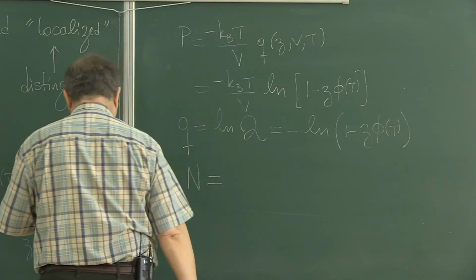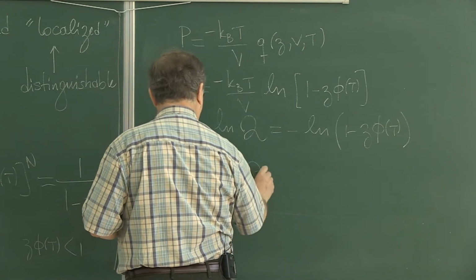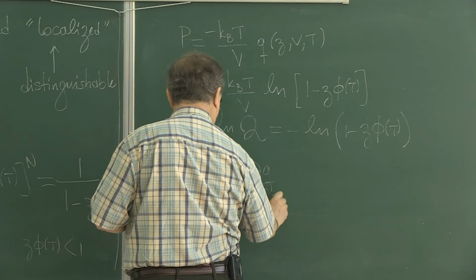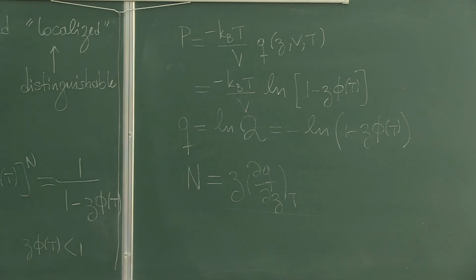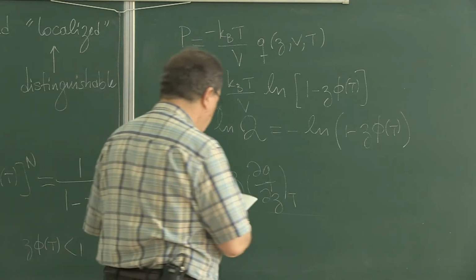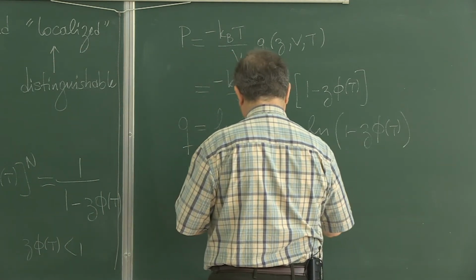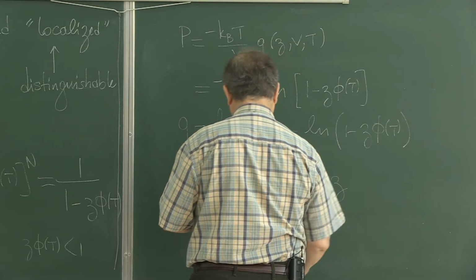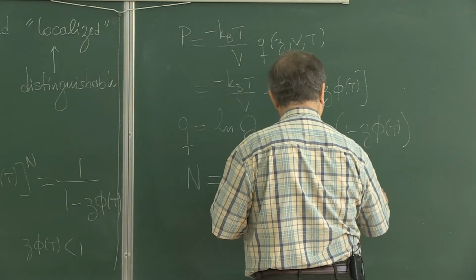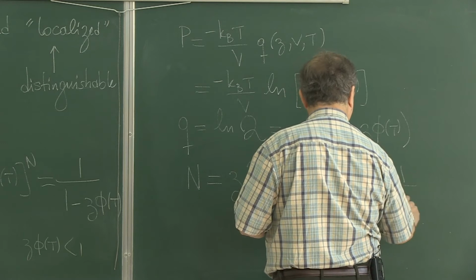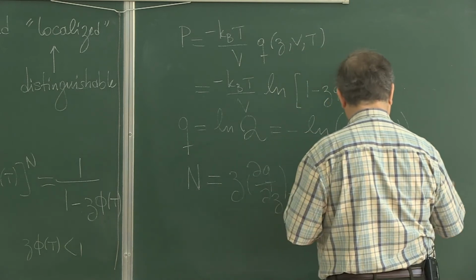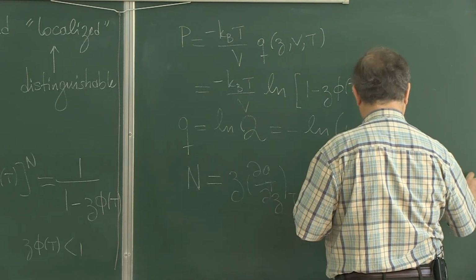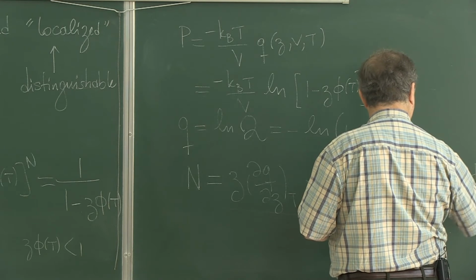Mean number of particles is z del q del z, keeping temperature constant. Taking the derivative of this is quite easy. I'm not going to do these explicitly, but let me do it once at least. 1 over the function times the derivative of the function, minus phi of T.